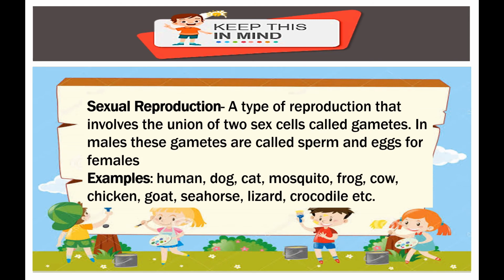Sexual reproduction is a type of reproduction that involves the union of two sex cells called gametes. In males, these gametes are called sperm and eggs for females. Examples: human, dog, cat, mosquito, frog, cow, chicken, goat, seahorse, lizard, crocodile, and so on.